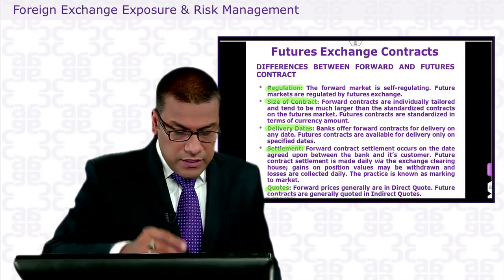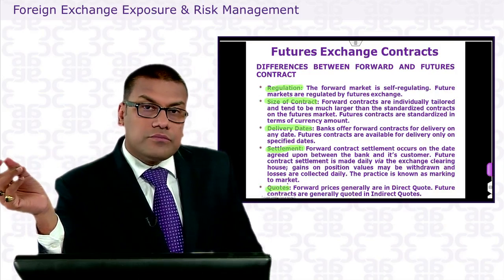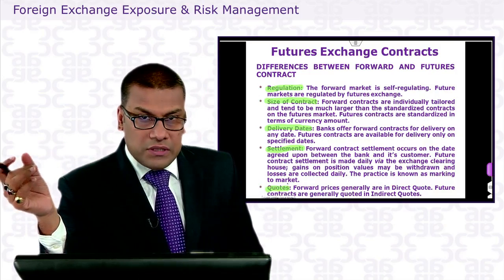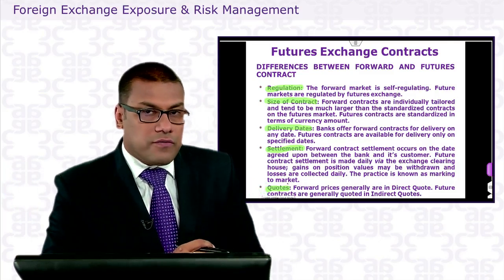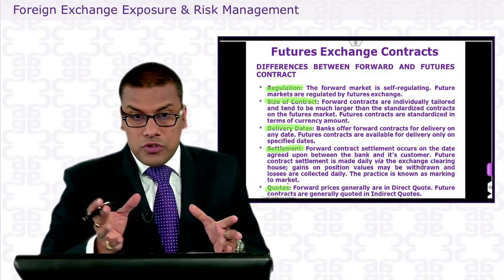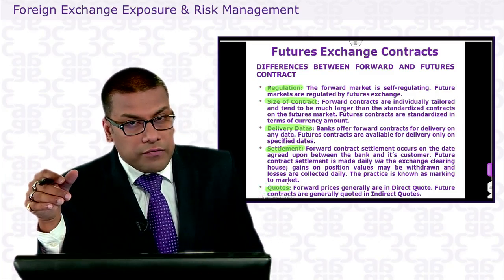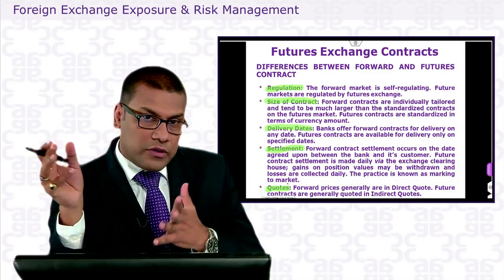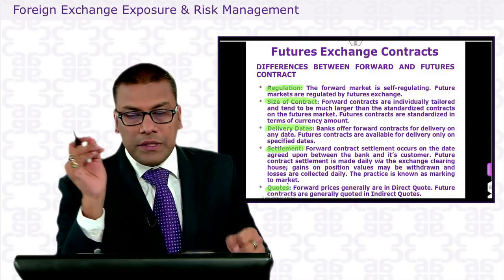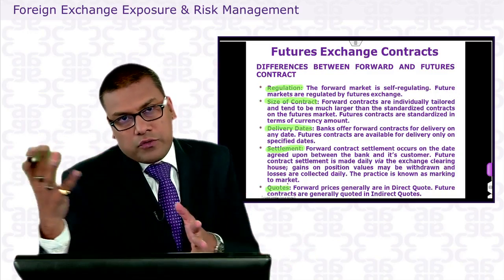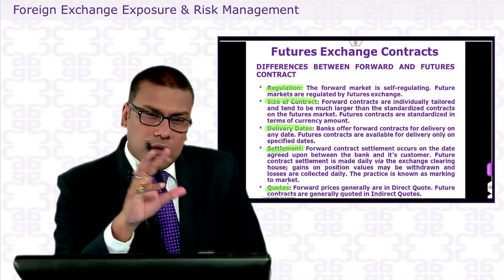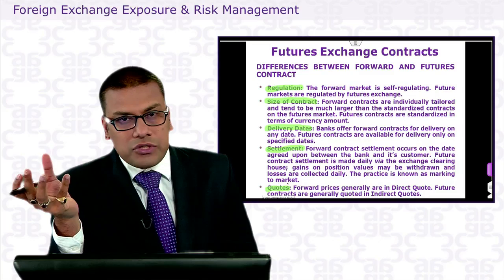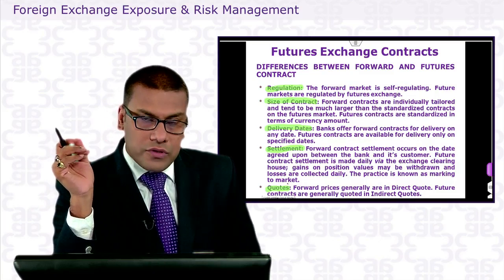Normally, forward prices are quoted in a direct way, where you keep the foreign currency constant and fluctuate the home currency, whereas futures contracts are generally quoted in an indirect way, wherein you keep the home currency constant. Normally we use 1 rupee, and we quote it as 1 rupee equal to so many dollars. So that is how, on broader terms, we can differentiate forward and futures contracts.